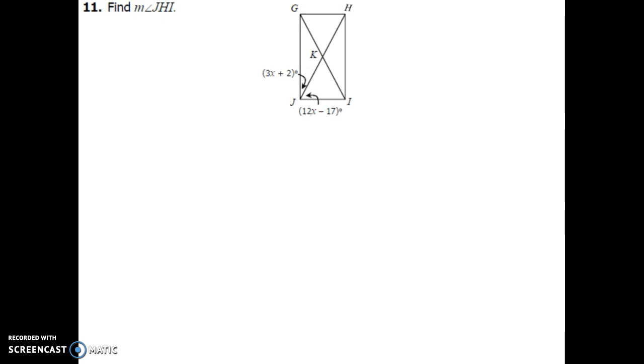So number 11, I am being focused on my angles. Because this is a rectangle, I'm just going to go ahead and draw in those 90-degree angles right here, right there. So we are looking for the measure of angle JHI. We are looking for this angle right here.